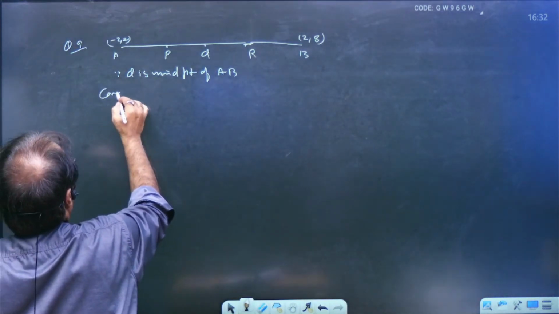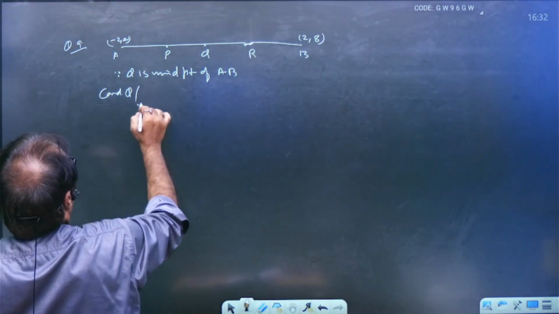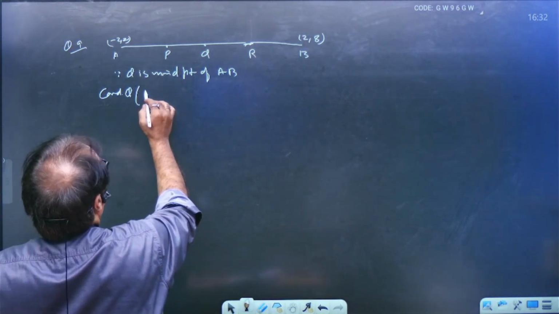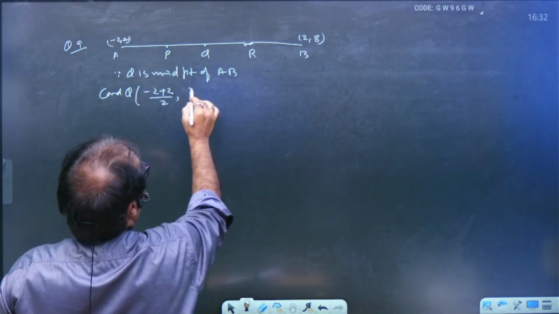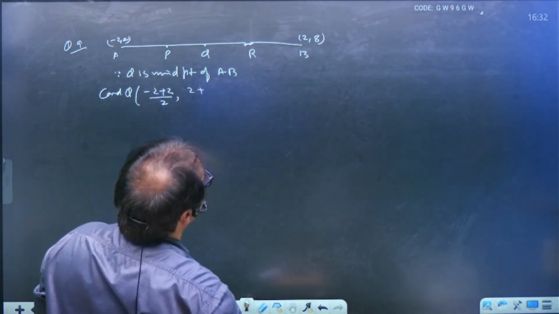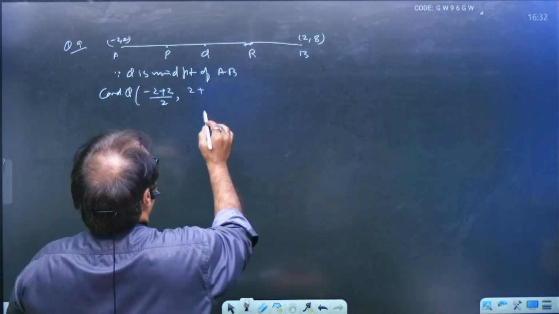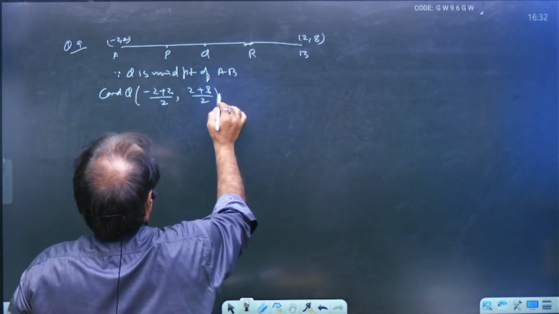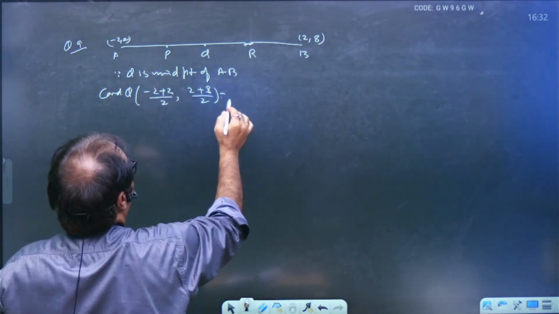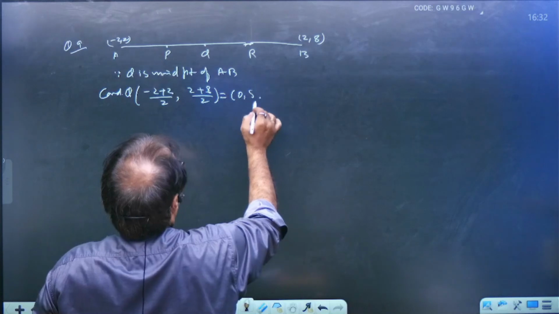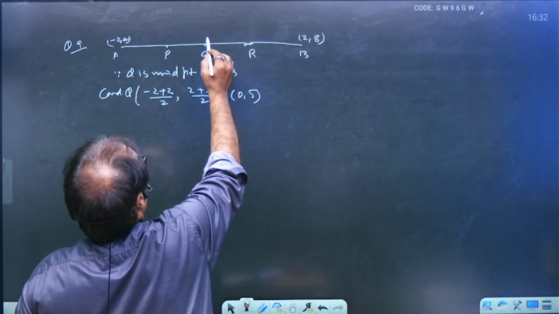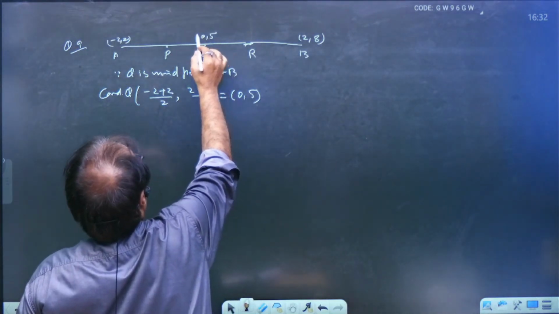So the coordinate of Q by applying the midpoint formula: minus 2 plus 2 by 2 and 2 plus 8 by 2. Okay, so this is minus 2 plus 2, 0 by 2, that is 0, and 2 plus 8, 10 by 2, that is 5. So we got the coordinate of Q, 0 and 5.